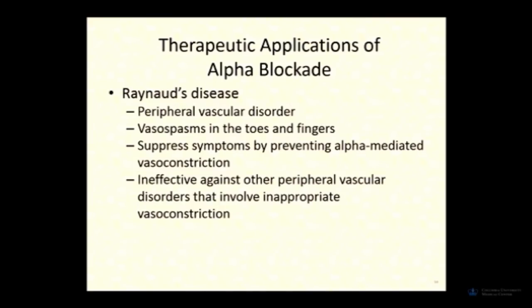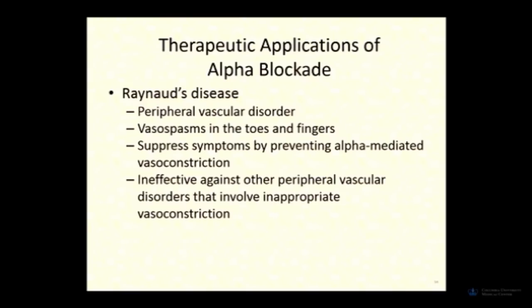Another place where we see the use of alpha-1 blockers is in Raynaud's disease, or another term for it, Raynaud's phenomenon. This has multiple causes, but with Raynaud's, what you see is a temperature-dependent change in the blood flow to the extremities. So in cold weather, you get vasoconstriction, and it causes a blanching, so the hands and the feet either turn white or they turn blue.